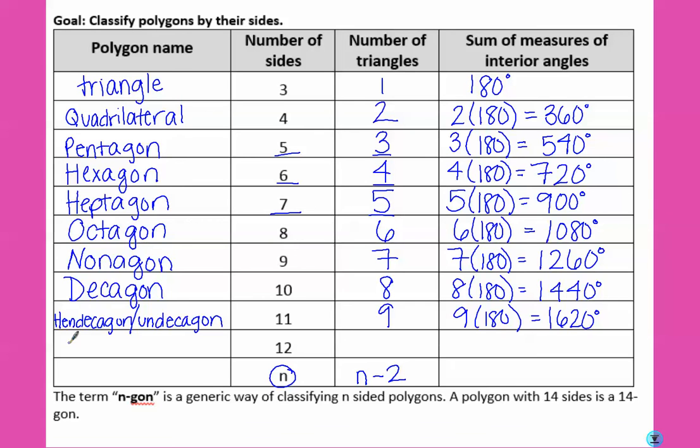And a 12-sided figure is a dodecagon. 12 sides means 10 triangles. 10 times 180 is 1800 degrees.